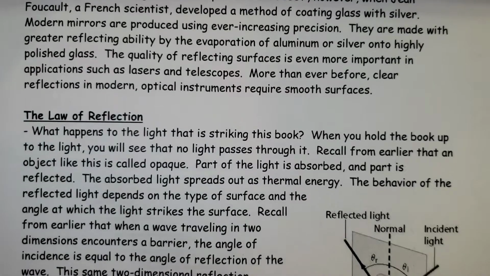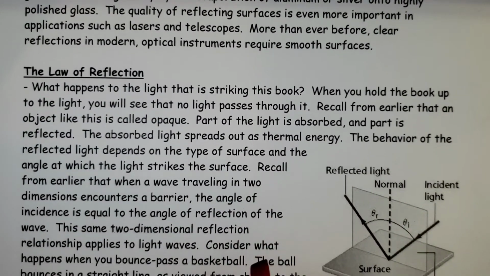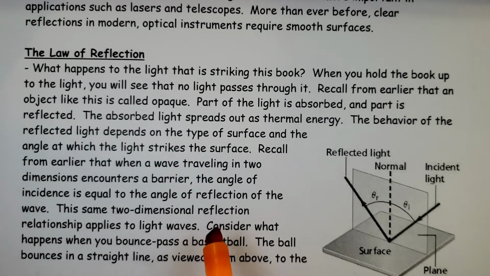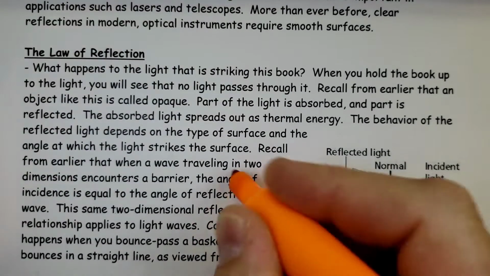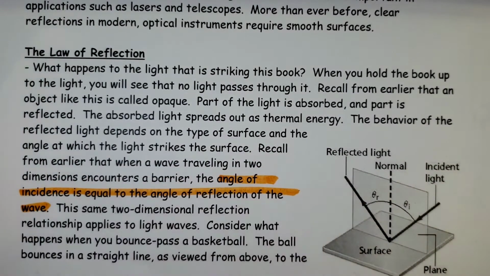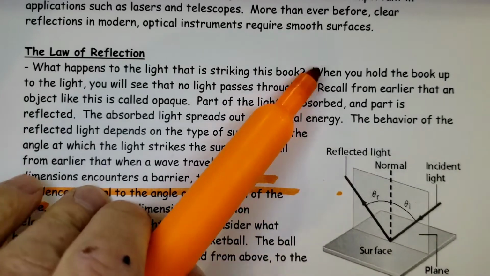The behavior of the reflected light depends on the type of surface and the angle at which the light strikes the surface. Recall from earlier that when a wave traveling in two dimensions encounters a barrier, the angle of incidence equals the angle of reflection of the wave. This same two-dimensional reflection relationship applies to light waves as well. Consider what happens when you bounce pass a basketball. The ball bounces in a straight line, as viewed from above, to the other player.